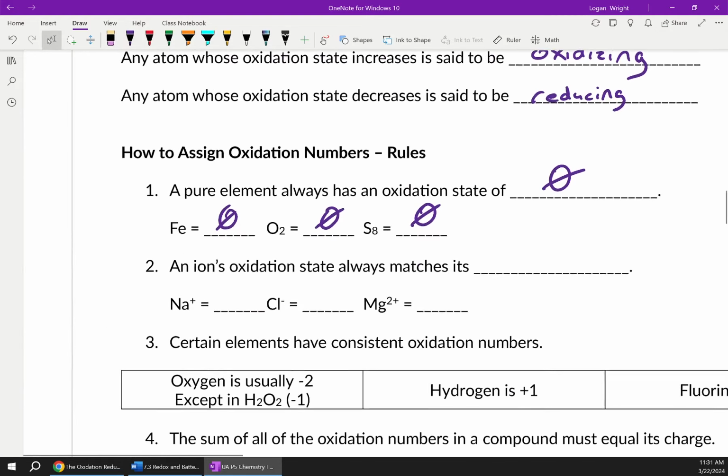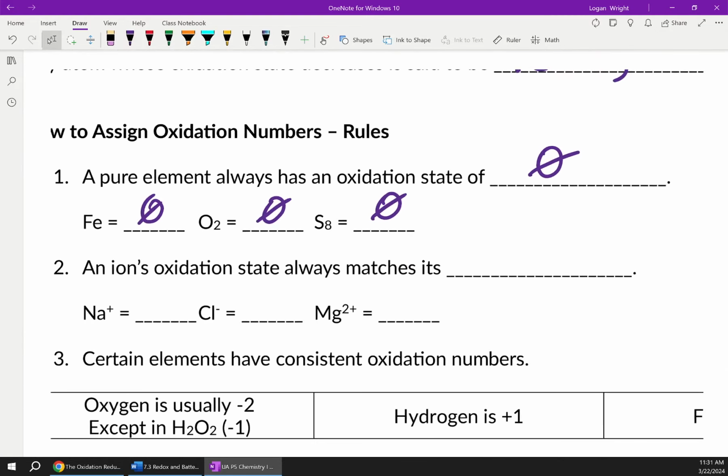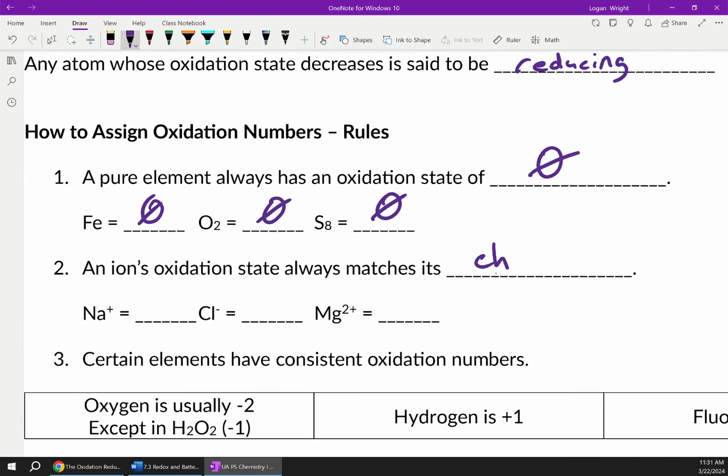Rule number 2. An ion's oxidation state always matches its charge. Remember, the definition is hypothetical charge if it were ionic. That means if it is ionic, then it's just literally the charge. There is no hypothetical here. So the sodium ion has what charge? Positive 1. Therefore, it has an oxidation number of positive 1. Chlorine ions have what charge? Negative 1. Magnesium ions have what charge?